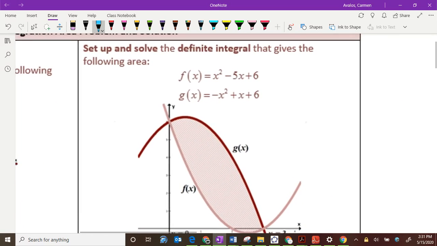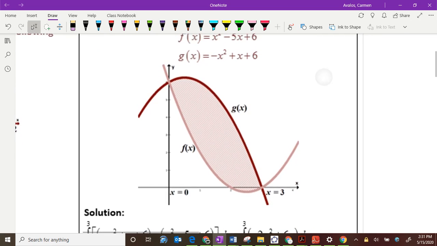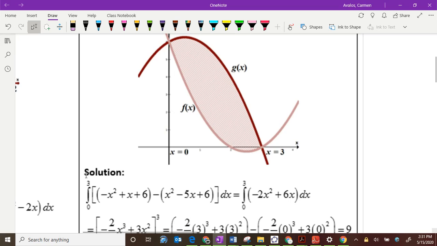Here's another one. Now we have two quadratics, and one of them is concave down and one is concave up, because the leading coefficient shows that. We want to find the area of the shaded region here. So we need to find the intersection, and the intersection is going to be at 0 and 3. So that's what's going to give us the integral from 0 to 3.